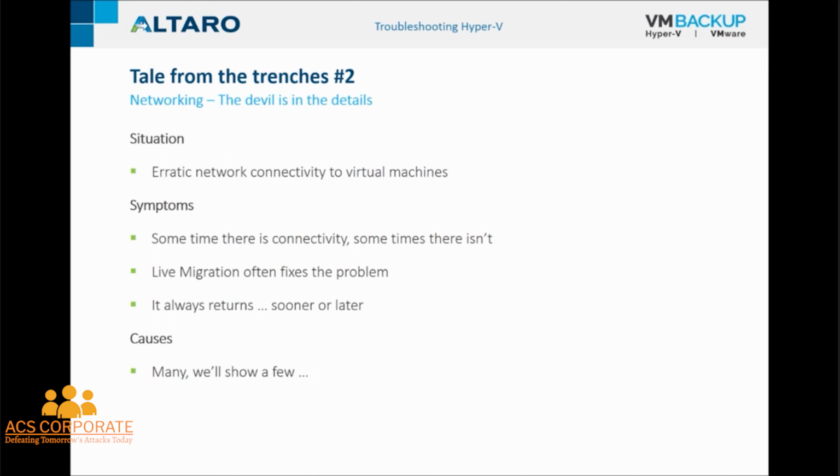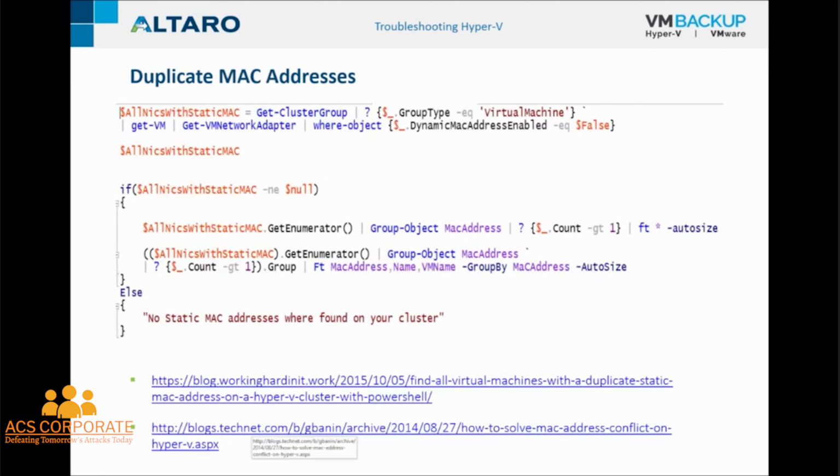It can be fixed by live migration, or it could be caused by live migration. Sometimes it disappears, and sooner or later it will always return. So it pays to look at your configuration details with a keen eye. And the causes, well, there's lots of them, but we'll show you a few. Let's start with a big one: duplicate MAC addresses.